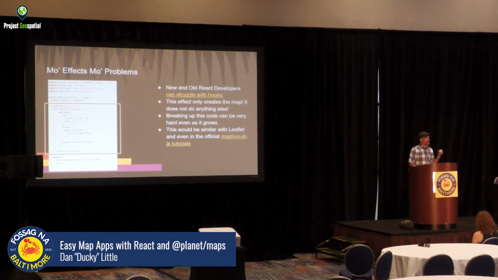Now, one of the other follow-ups is, well, what about Leaflet or Mapbox GL in terms of fixing this problem? I have terrible news for you. Even the official Mapbox GL JS tutorials for React integration have essentially this code in them. Cross out OpenLayers, put in MapLibre or Mapbox GL, and it's the same code.